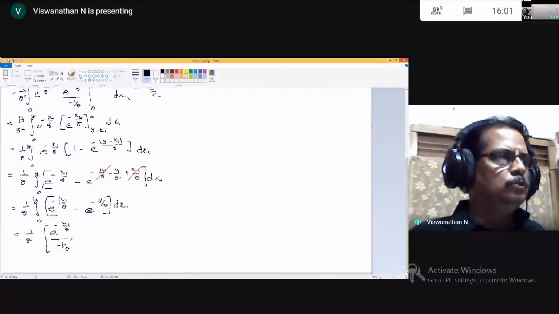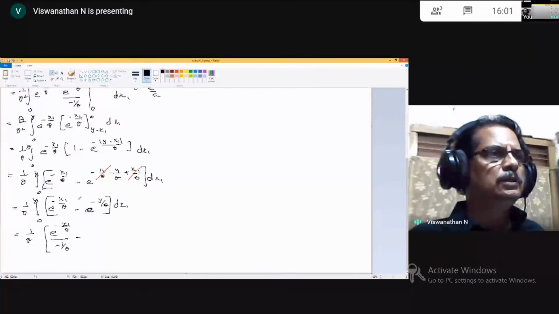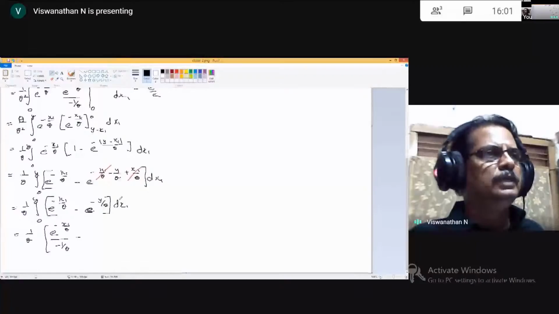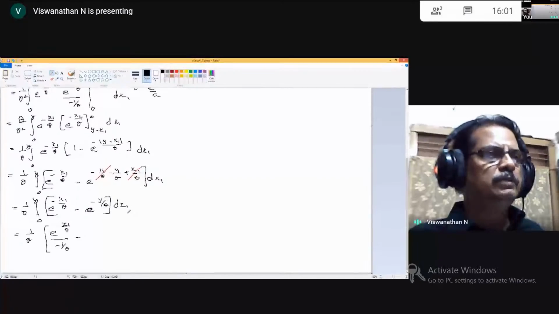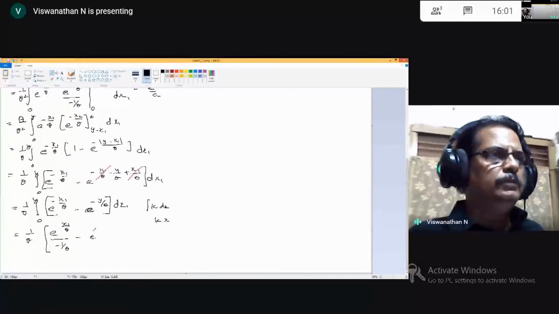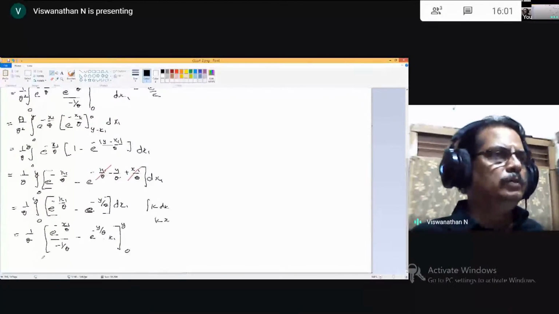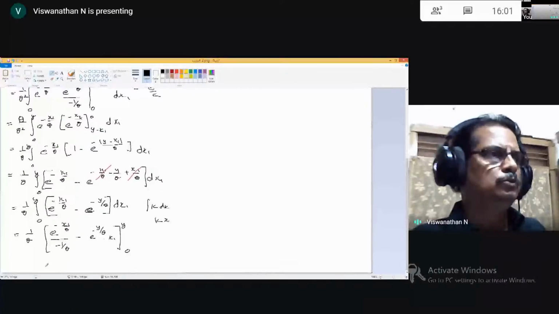So this is one part, minus. See, this is not the same as the previous one. The previous one has x1 in its terms, whereas here there is no x1. Having y is not connected with x1. As far as integration with respect to x1, y is a constant. So it is something like k. If you have integral k dx, it is simply kx. So e power minus y by theta into x1. After being integrated, we can substitute the limits from 0 to y. That's all. So we want to simplify this. After we should substitute the limits and other things.